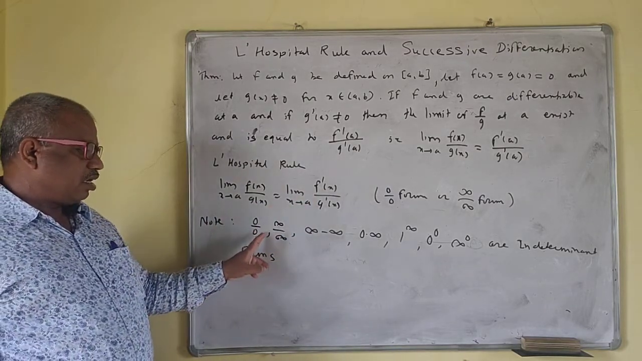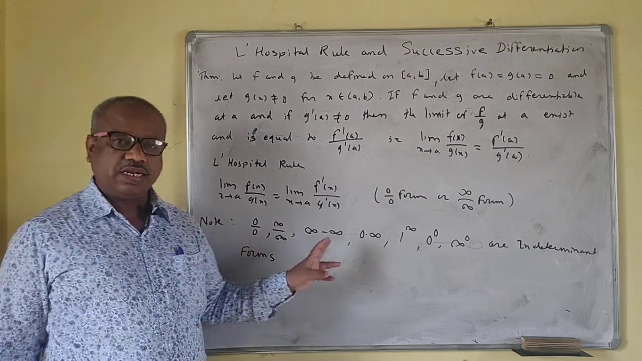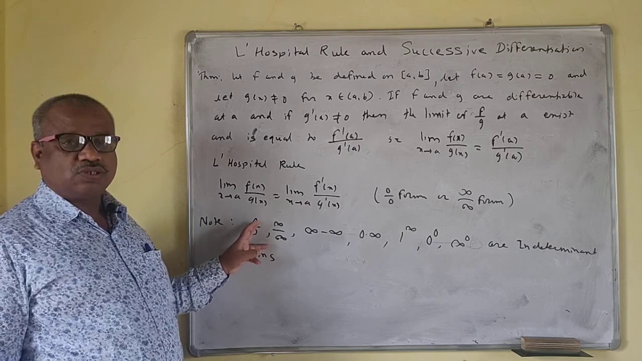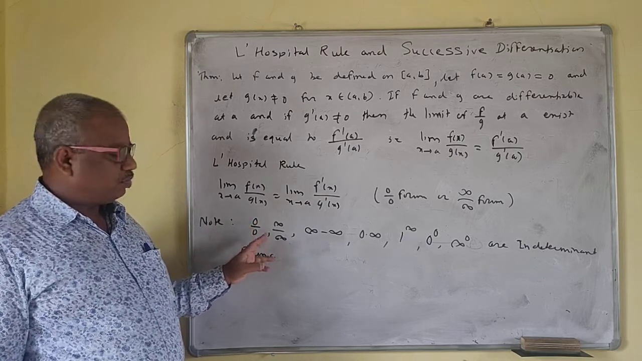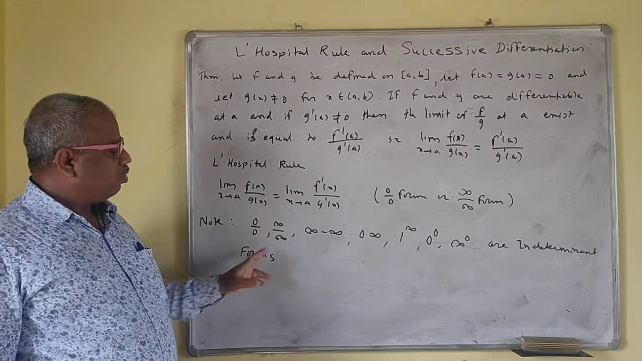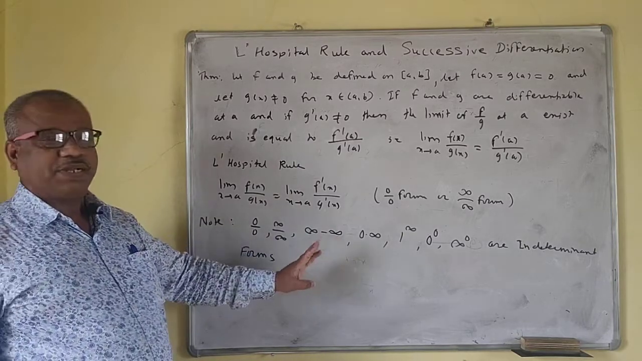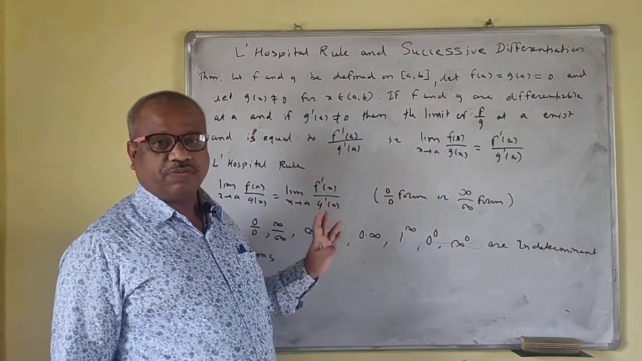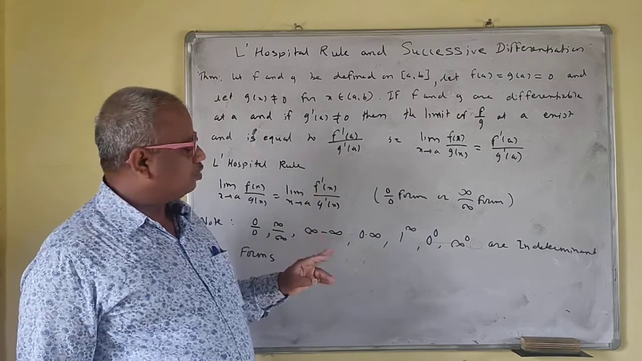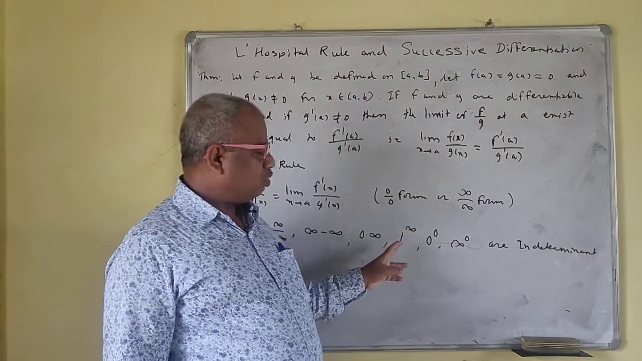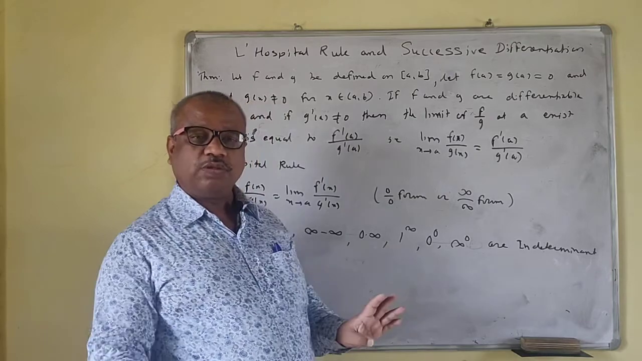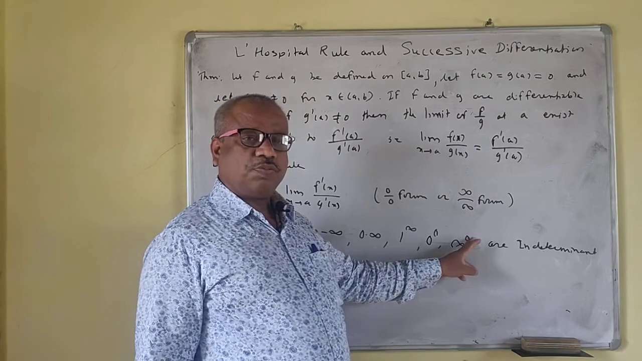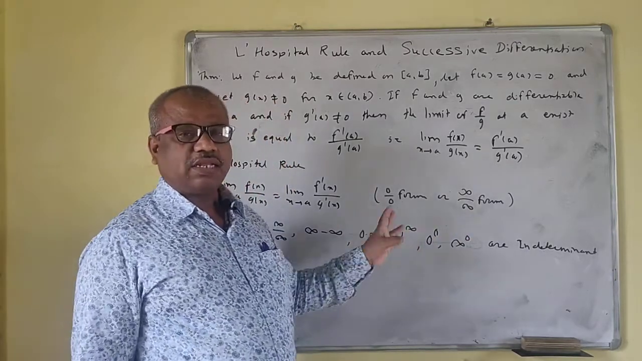Note that these are the indeterminate forms. 0 by 0, infinity by infinity, that means you cannot say anything about them. 0 by 0 is 0 by 0, infinity by infinity is infinity by infinity. Infinity minus infinity, you cannot say this is infinity. 0 into infinity, we cannot say anything about it. It is not 0, it is not infinity also. 1 to the power infinity is also not known to you. 0 to the power 0 is 0 to the power 0. Infinity to the power 0 is infinity to the power 0. So these are the indeterminate forms.